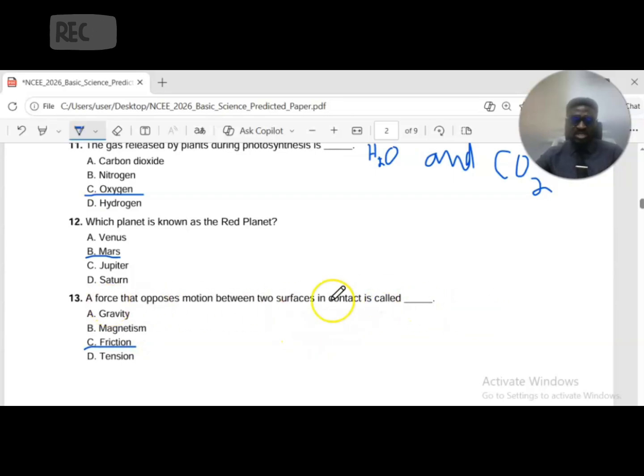So if you have to complete this sentence, it says a force that opposes motion between two surfaces in contact is called friction. So you could write friction here as chosen in the option. Is that taken, scholars? I believe you're following and you're enjoying the session and exposition. All right, let's do more.